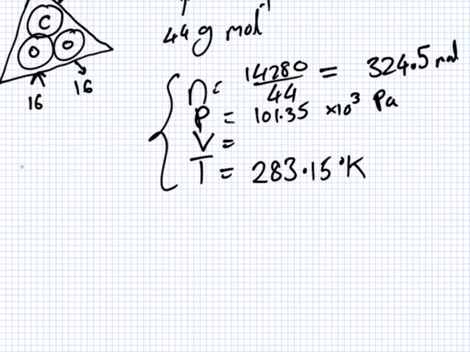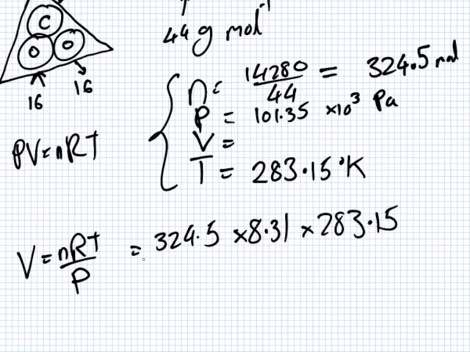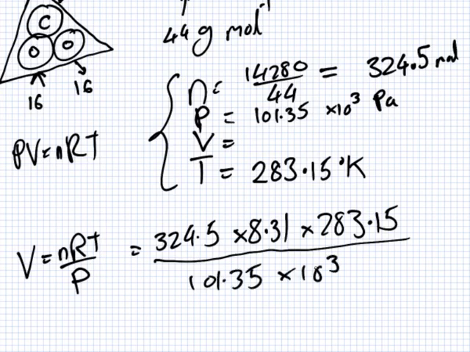So if you have PV equals nRT, that means V is nRT over P, which will be 324.5 times 8.31 times 283.15 all over 101.35 times 10 to the 3.